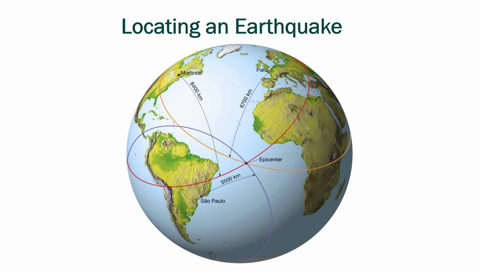So if you have two circles, they will intersect in 2 points. But we need to exactly locate the location of the earthquake. We need at least 3 circles to meet in 1 point. As you see here, the epicenter is at the intersection of those orange or yellow, red, and purple lines. Okay.